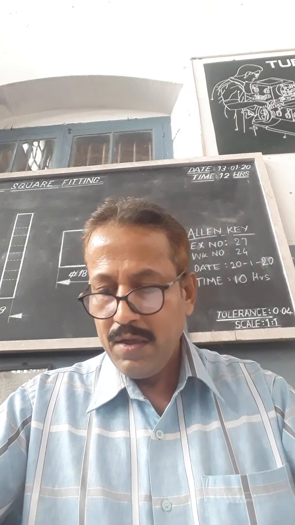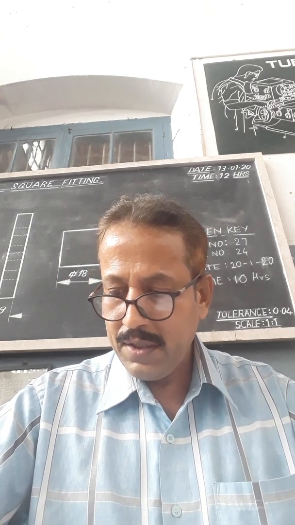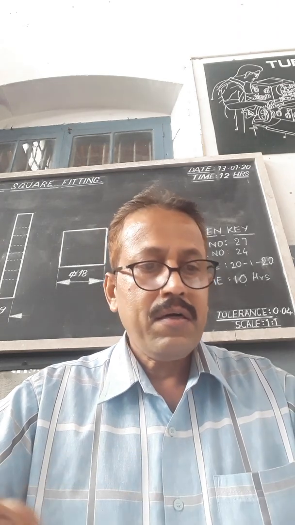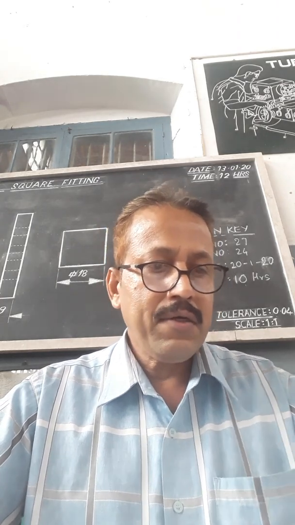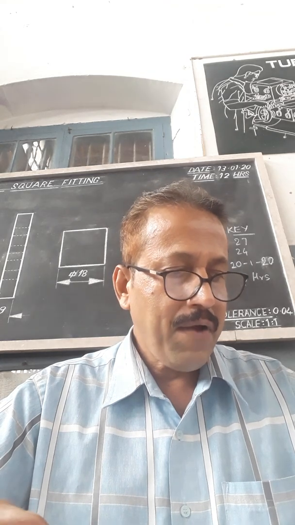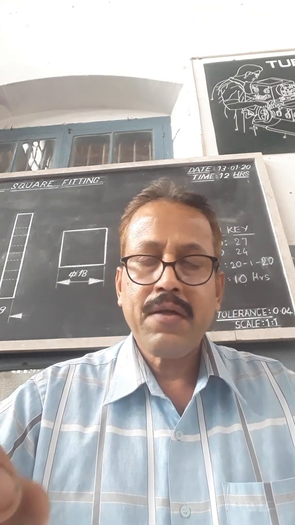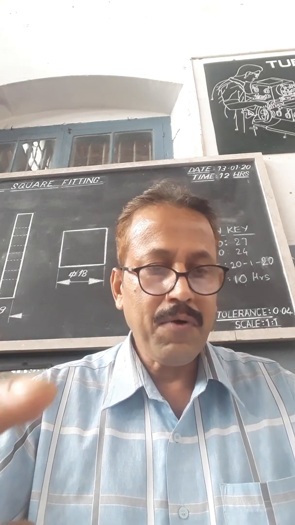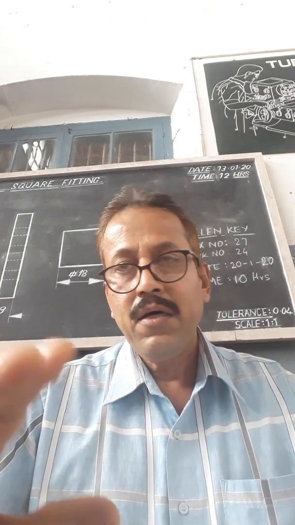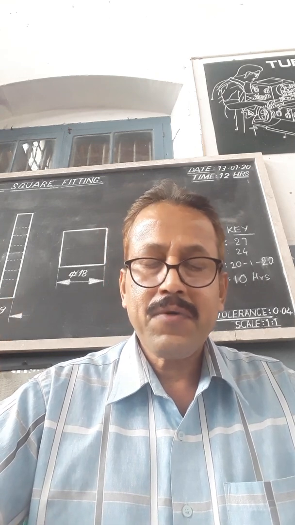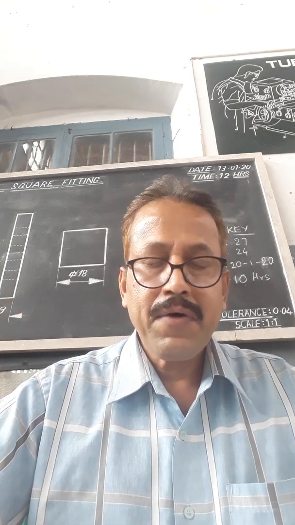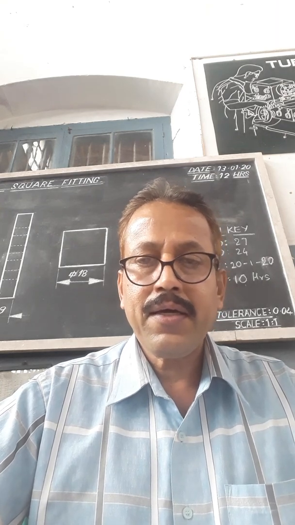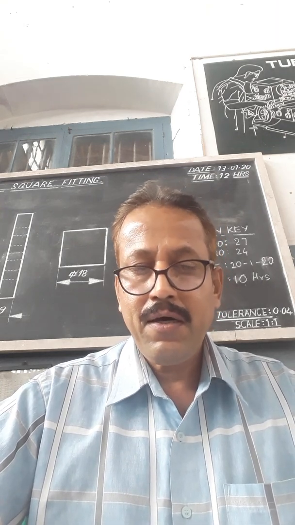In snap gauges, there is another type with detachable anvils. We can fix different sizes of anvils for adjusting the size. So that type of adjustable snap gauge is also available. So this is about gauges, the different types of gauges and their purpose. Some of the types of gauges are plug gauge, ring gauge, taper plug gauge, taper ring gauge, thread plug gauge, snap gauge, etc.